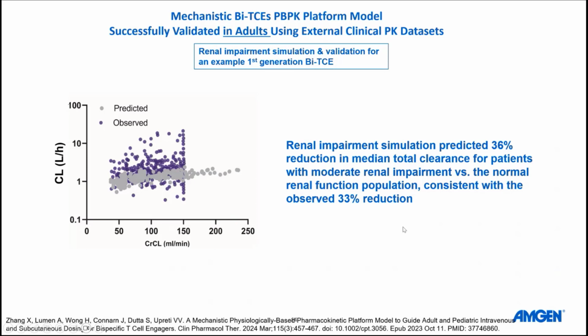So this further supports the validity of the current model. Taken together, the model prediction as well as the clinical data actually indicate a lack of need for dose adjustment in mild to moderate renal impairment patients. So this is an exercise showing how we can use this model to support the clinical pharmacology strategy during drug development.